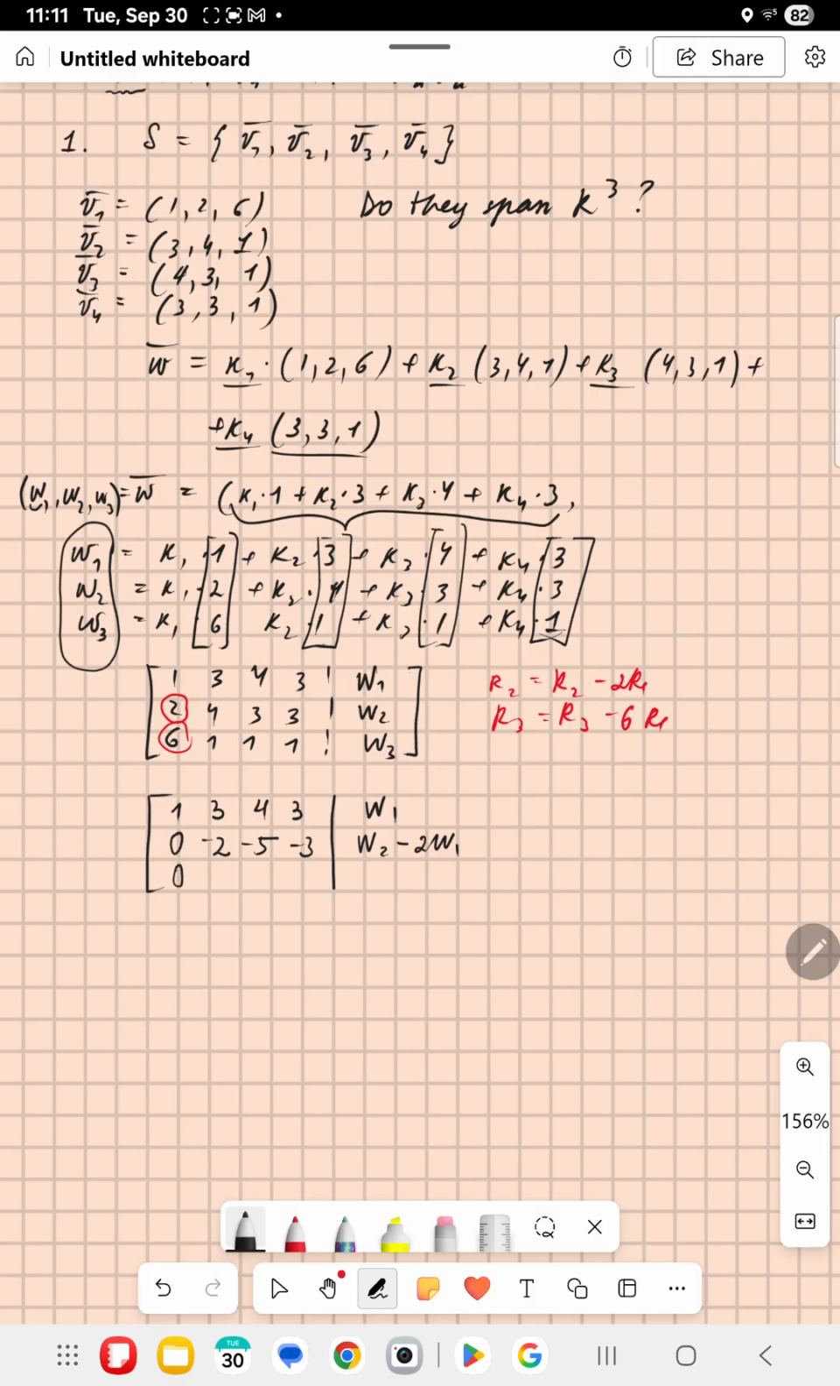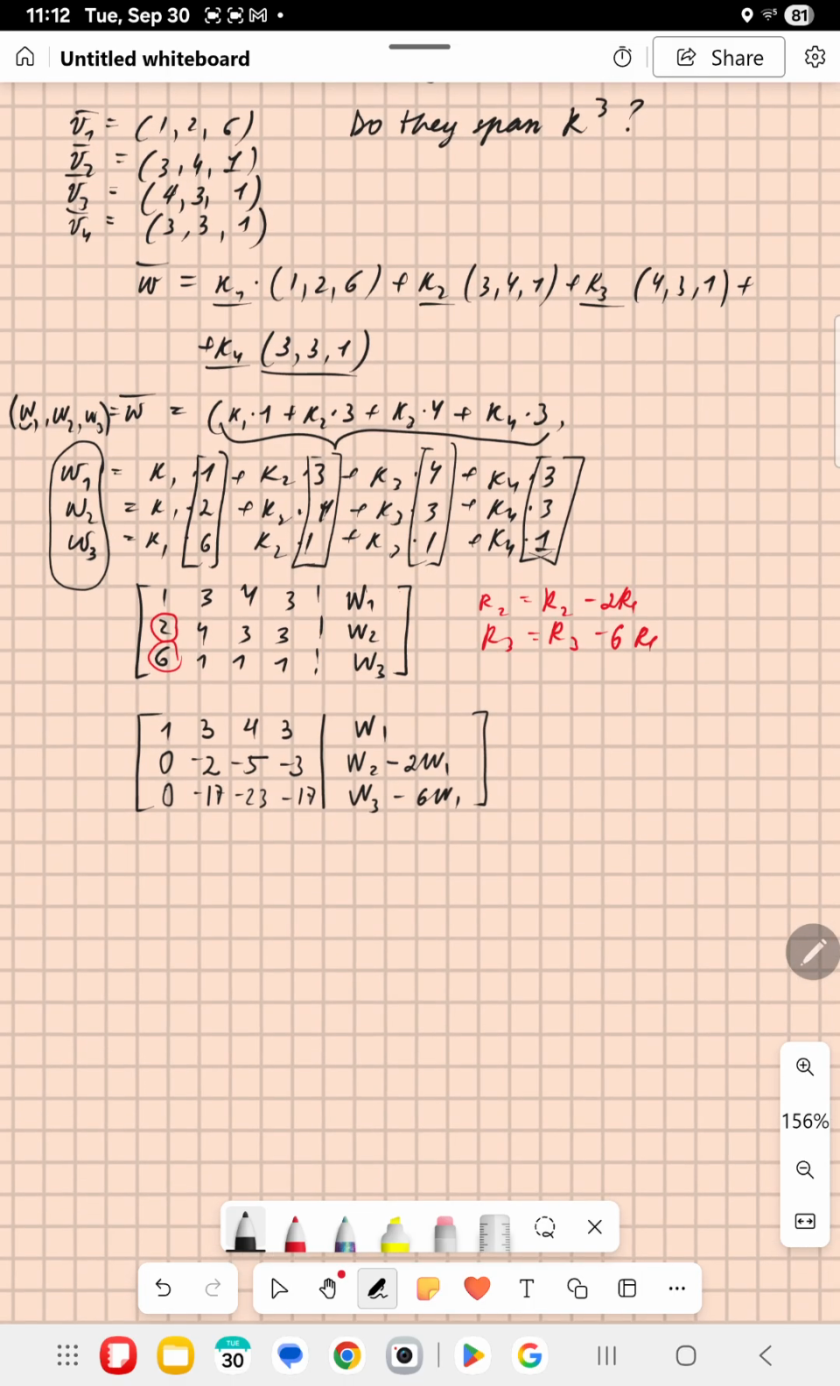3 multiplied by 6, which is 18, 1 minus 18 is minus 17. And 6 by 4, 24, minus 23. And 3 by 6, again 18, minus 17. And that's going to be W3 minus 6W1. Yeah, a little bit complicated, I would say. So I've eliminated these first two coefficients.